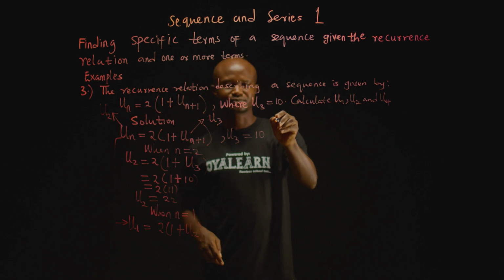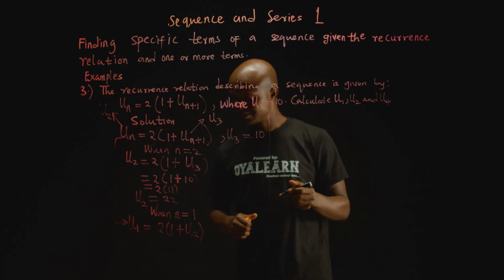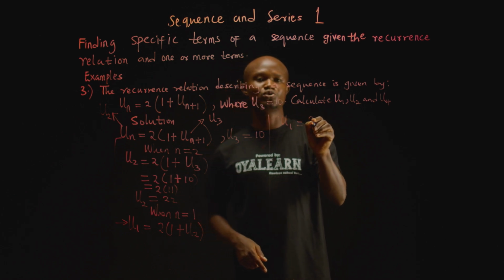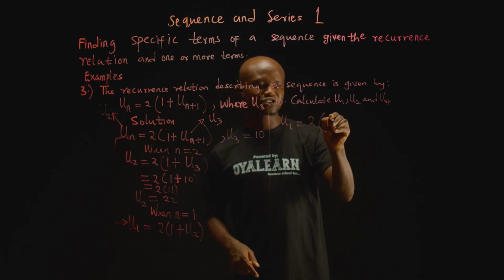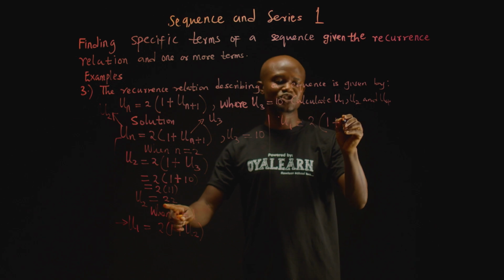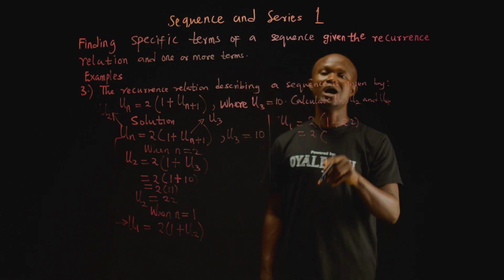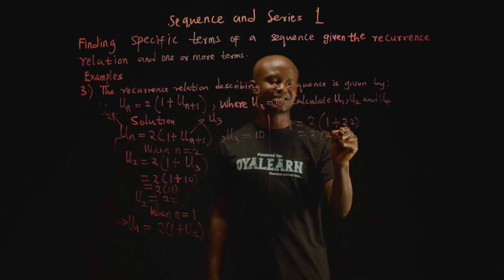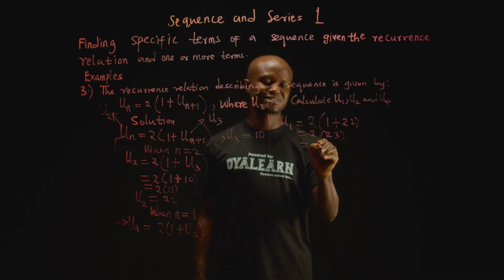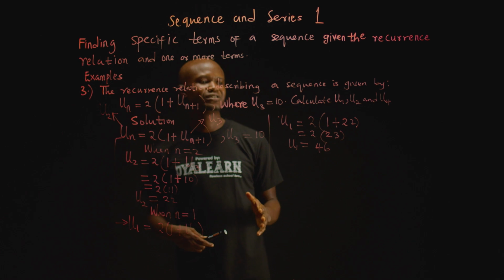So from here, we simplify further. We have u_1 equals 2 into bracket 1 plus u_2. What is u_2 from here? u_2 is 22, so we substitute. This gives us 2 into bracket 1 plus 22, that gives us 23. So 2 times 23 gives us 46. That is u_1. Now we know the value of u_1 and u_2.